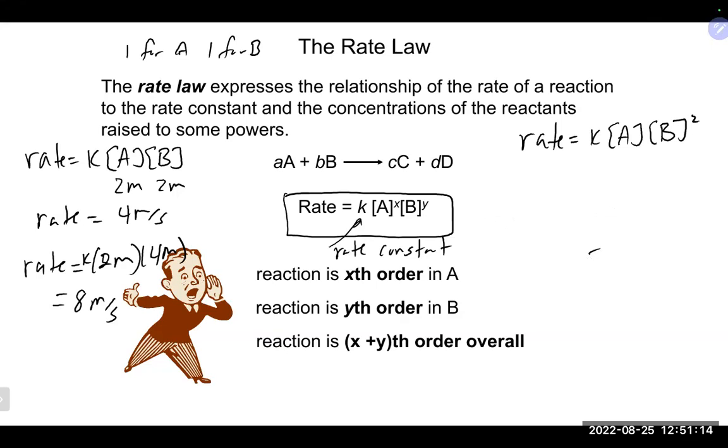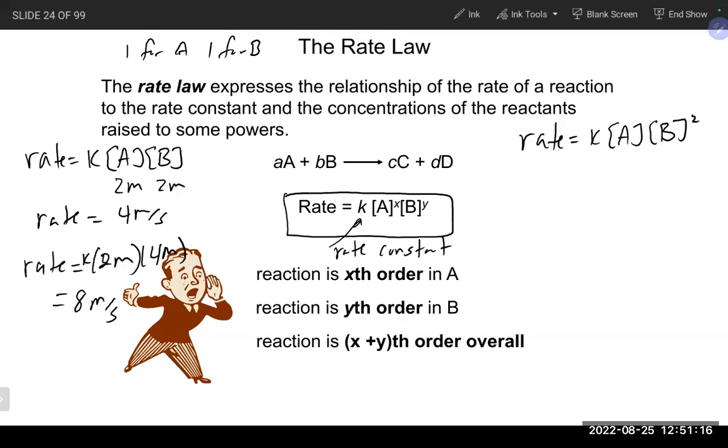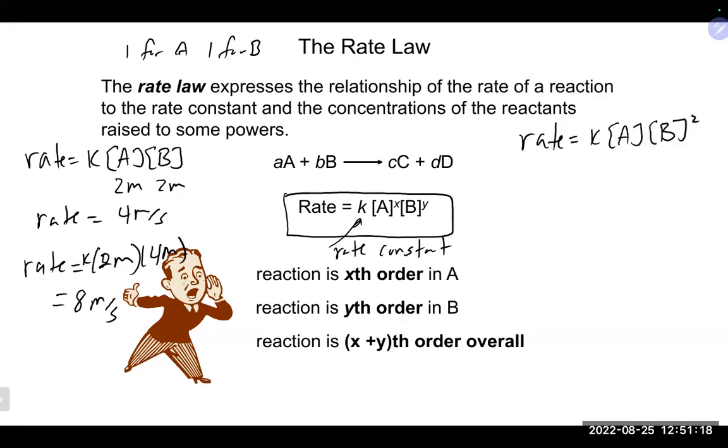The overall order would be, if A's order was 1 and B's order was 2, the overall order would be 1 plus 2, third order. Just like over here, the overall order would be second order, right? 1 plus 1 gives us second order.